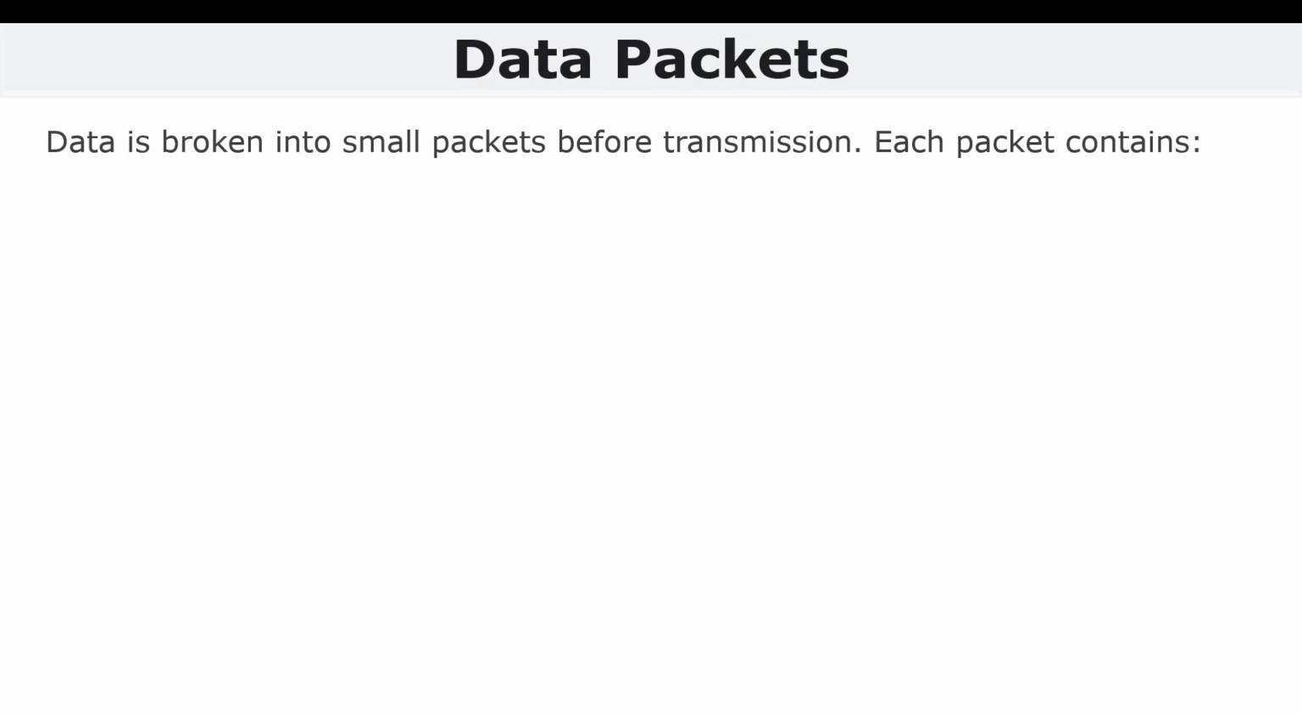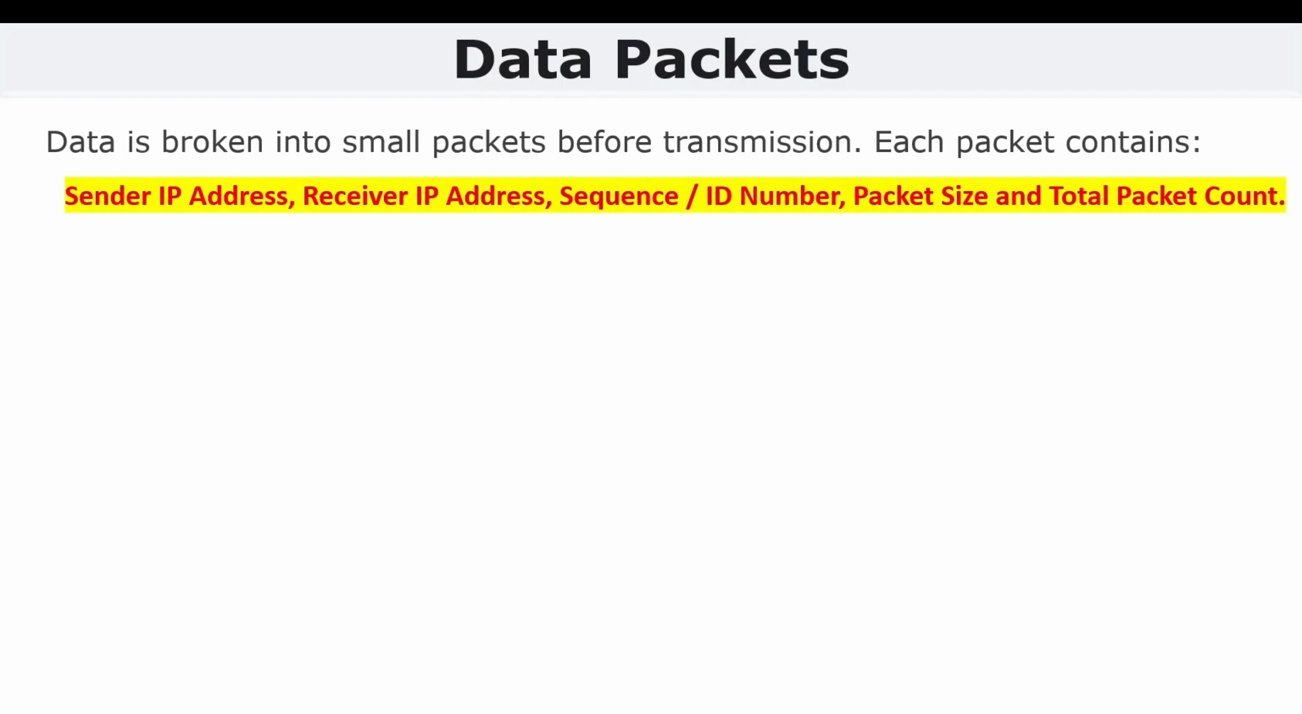Data is broken into small packets before it's transmitted across a network. Each data packet has three parts: the header, the payload, and the trailer. For IGCSE, our interest is in the header, right? So you need to know the components of the header of every data packet. In those data packets, we have the sender address, the receiver IP address, the sequence number, the packet size, and the total packet number.